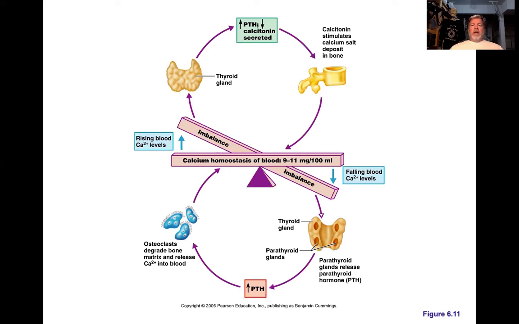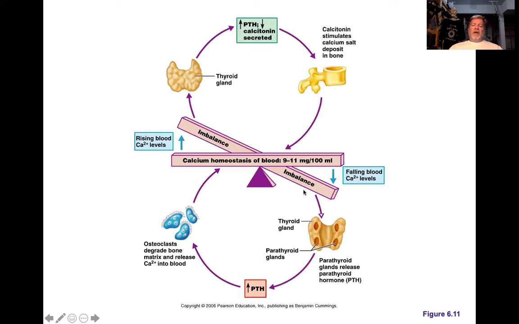So what you're looking at here is blood calcium levels. Let's go to the top here. In this case, we have an imbalance: rising blood calcium levels. This is going to trigger my thyroid gland, and it's going to release a hormone called calcitonin. Calcitonin then stimulates calcium salts being deposited in the bone. Because I've got too much calcium in my blood, I have to put that calcium into my reservoir, which is my bones. That's what's taking place in the upper part of the loop.